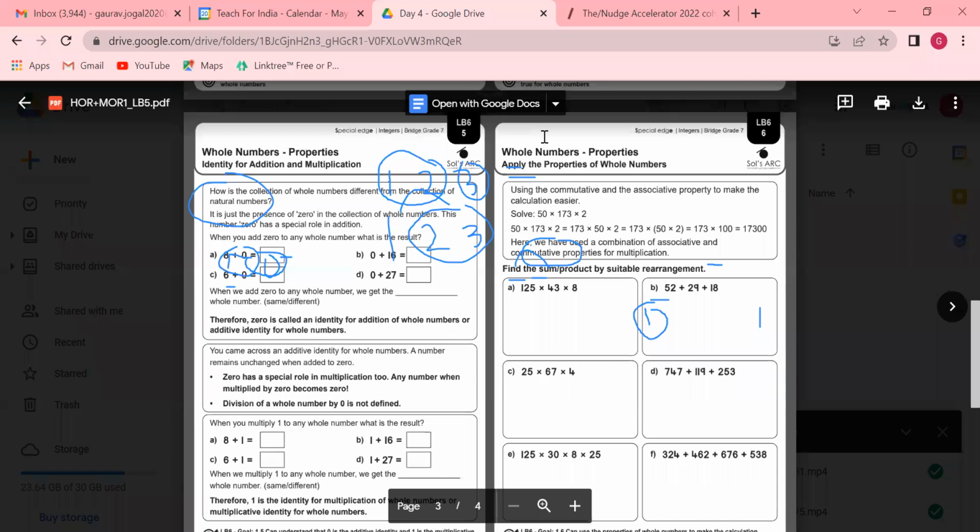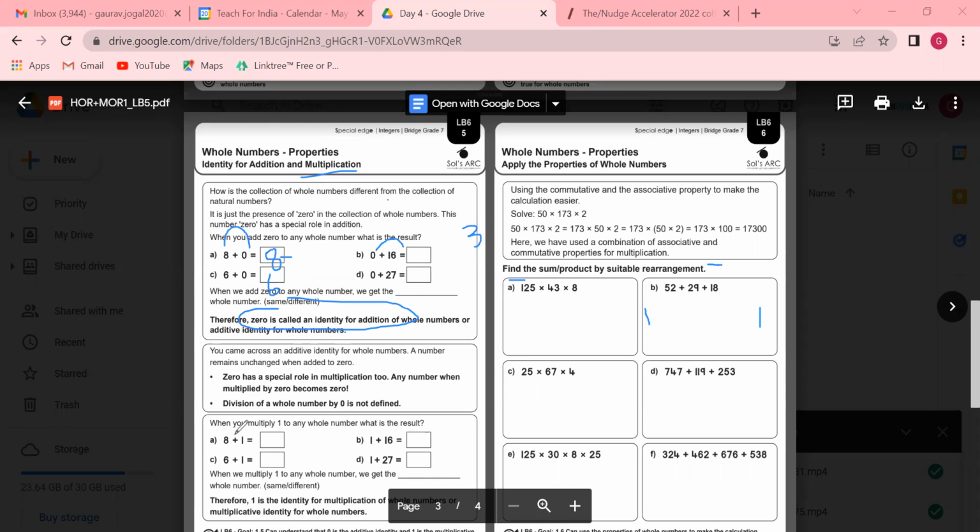Then there is something called identity. What is an identity for addition and what is an identity for multiplication? Identity means a number which, if I add it or multiply by it, the answer stays the same. For example, 8 plus 0, the answer will again be 8. I started with 8, added 0, and got 8. 6 plus 0, answer will be 6. 16 plus 0, answer will be 16. So if I add 0 to any number, I get the same number. Hence 0 is called the identity of addition. Always remember this.